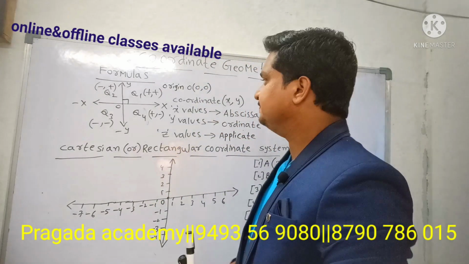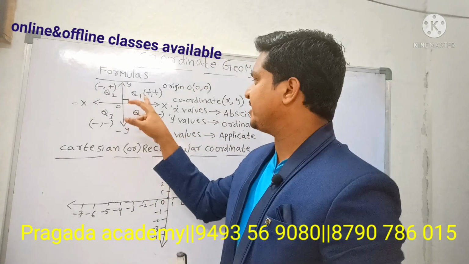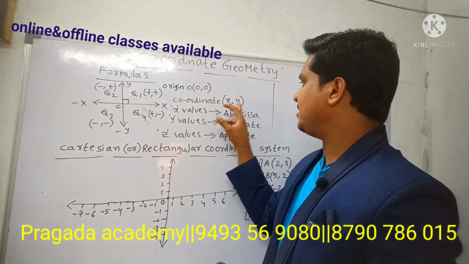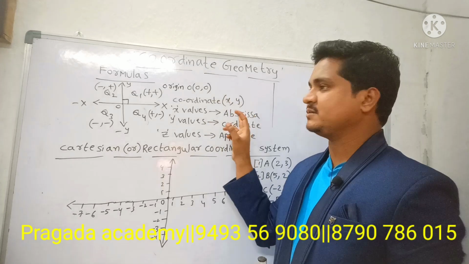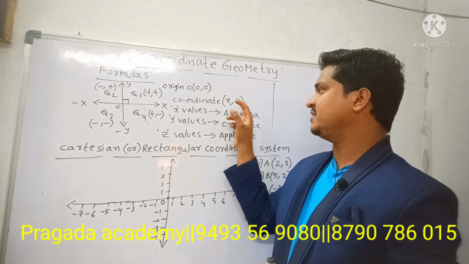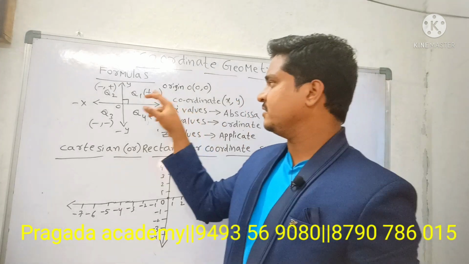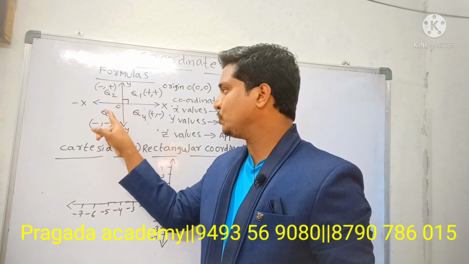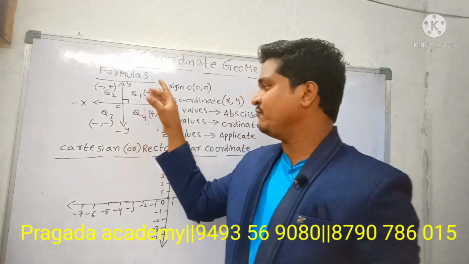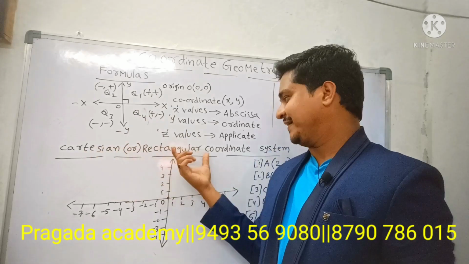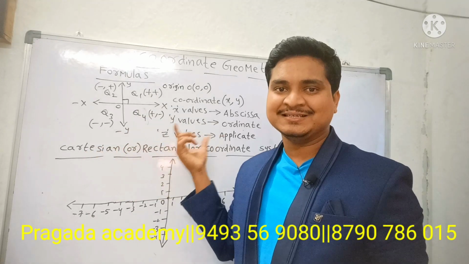Here we can represent the coordinates as x comma y in open brackets. X values we write on the left side and y values on the right side. And here I represented the quadrants Q1, Q2, Q3, Q4. So we can say this system is nothing but the Cartesian, or rectangular, or two-dimensional system.